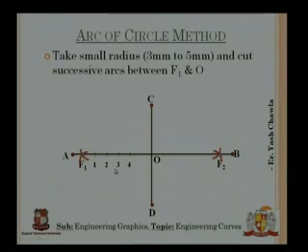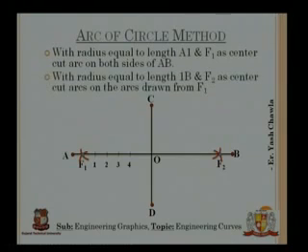Now what are we going to do next? With length equal to A to 1, I am taking the radius. I am going to put my center point at F1, cut an arc above and cut an arc below. Then I am going to measure the distance between 1 and B, and with F2 as center I am going to cut arcs on the arcs which I have drawn from F1.